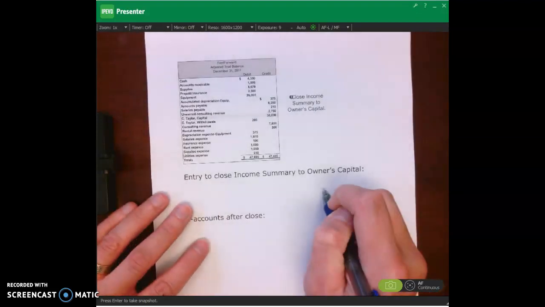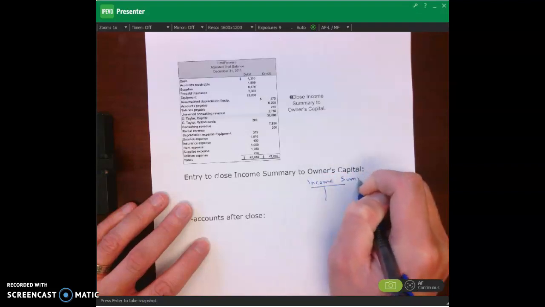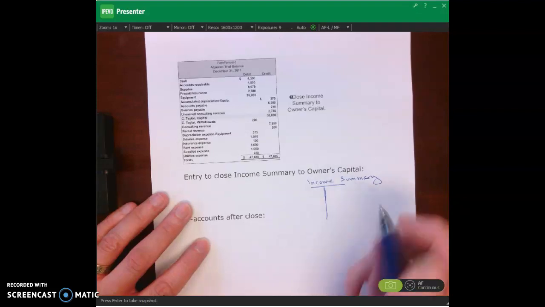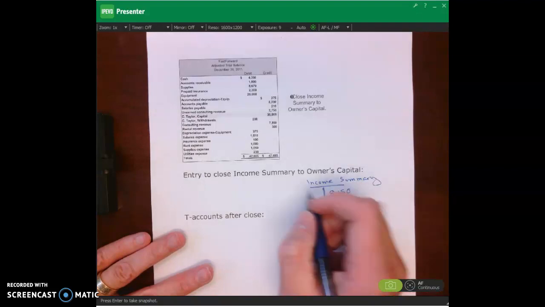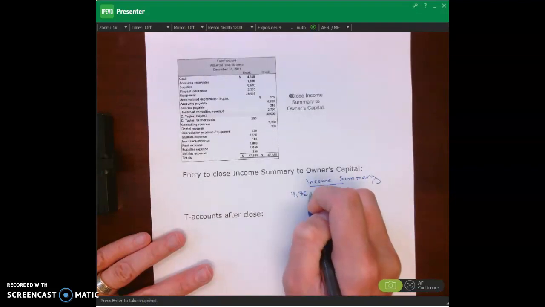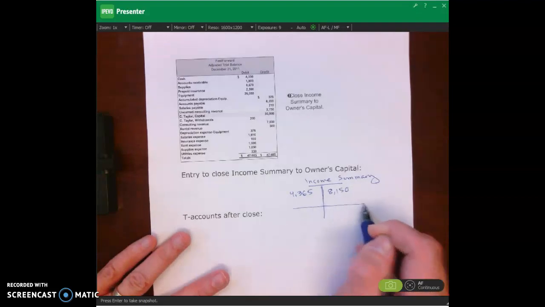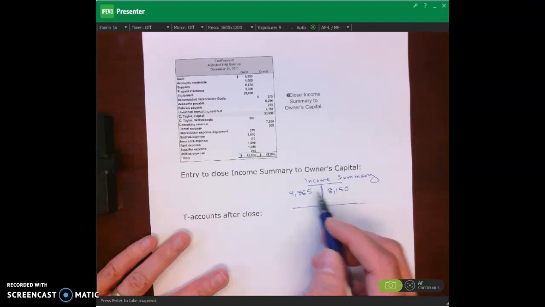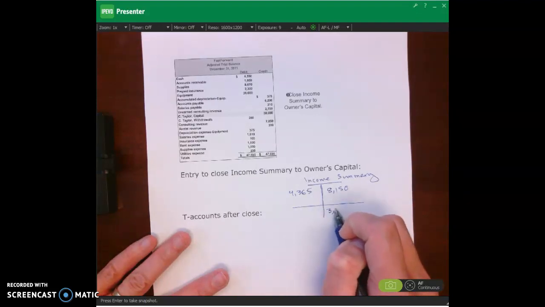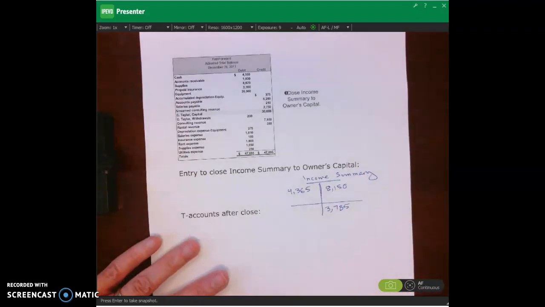Okay? So I've got my income summary right over here, and this is after I've done steps 1 and 2. So remember, I credited income summary in step 1 for 8,150, and then I just debited income summary in step 2 for 4,365. Okay, so that means the balance in income summary is a credit, because I can see my credits over here, 8,150, greater than my debits. My balance in income summary is 3,785.